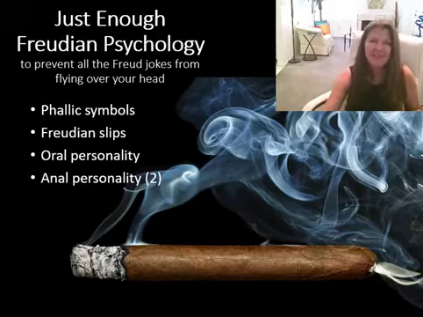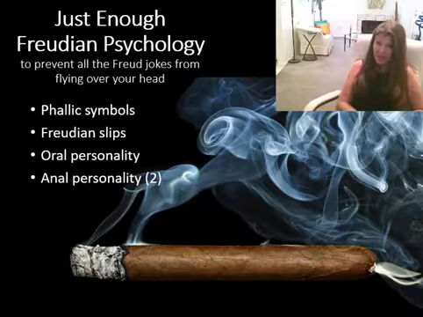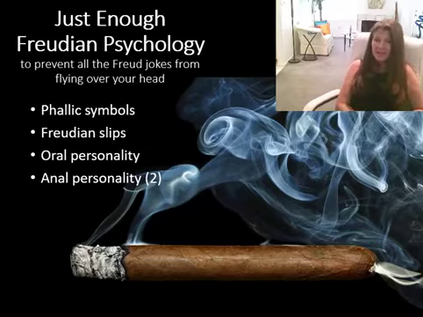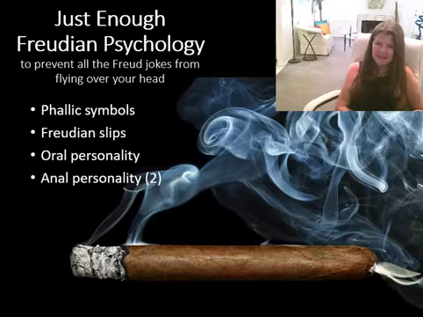All right. So starting with phallic symbols. Phallic symbols come from Freud's dream theory. You remember that? He felt that any item in a dream that is cylindrical could be a phallic symbol. In other words, a symbol for the penis.